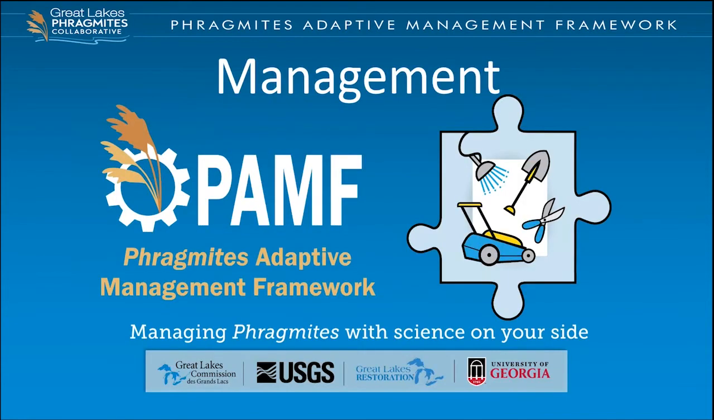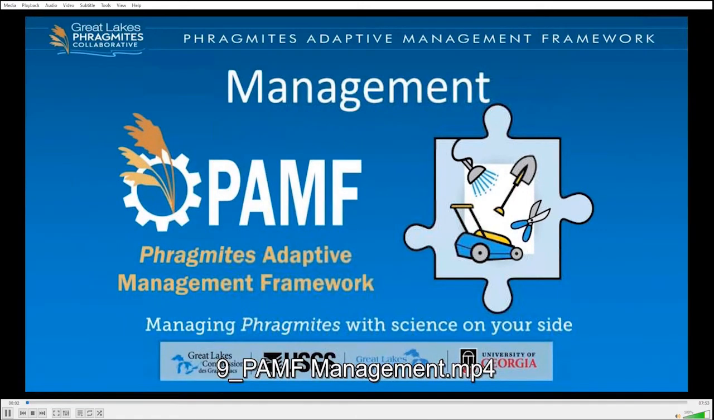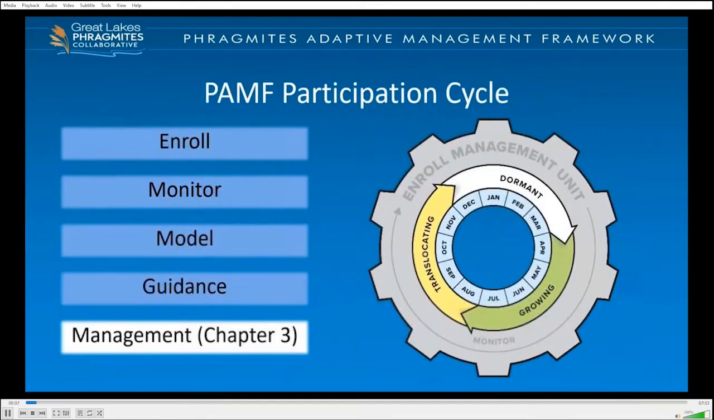Okay, so we're just going to move right ahead to management. So this is kind of the final step in the PAMF participant cycle. The fifth step in the PAMF participant cycle is managing Phragmites. After enrolling and monitoring your management unit, the PAMF model is able to provide your first round of management guidance. Once the guidance is received, you're able to begin managing. Phragmites management happens throughout the year, with one management action occurring in each biological phase, as shown in the cycle image. Management is covered in Chapter 3 of the PAMF Participant Guide.